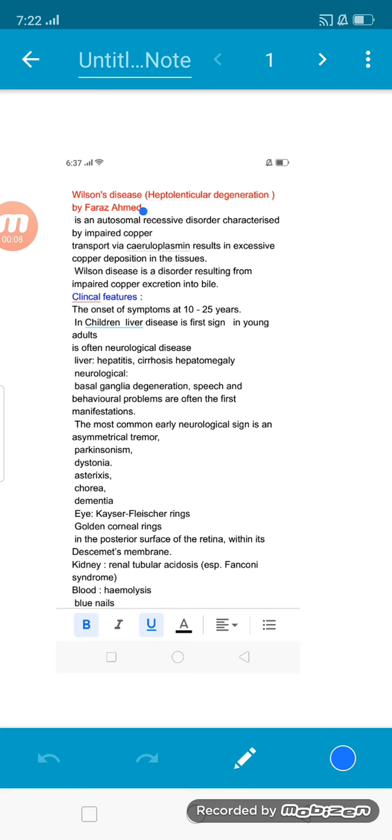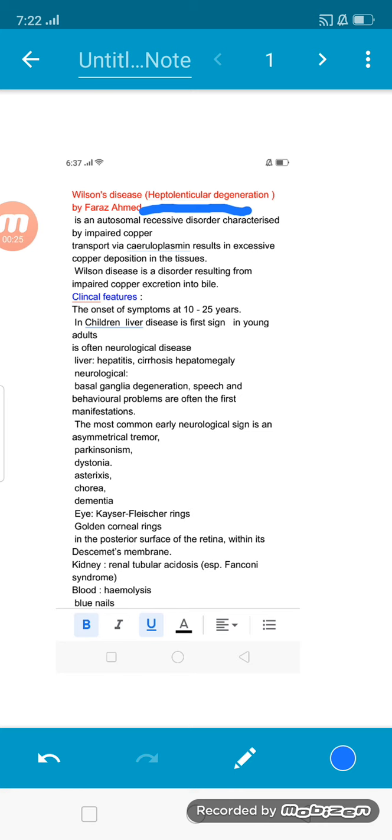It is also called hepatolenticular degeneration. Hepato means liver and lenticular means CNS. So it affects two major organs, the liver and CNS. Wilson disease is a genetic disorder.